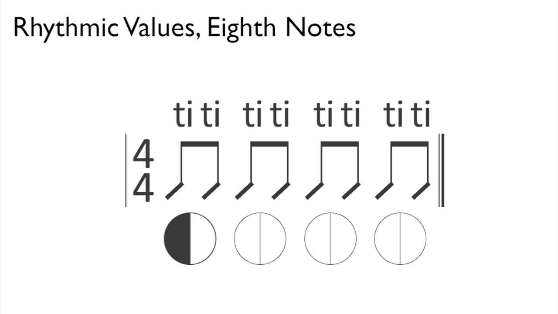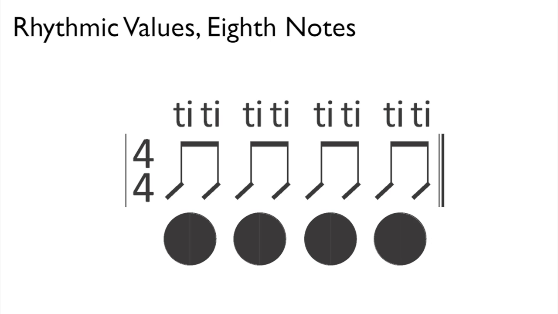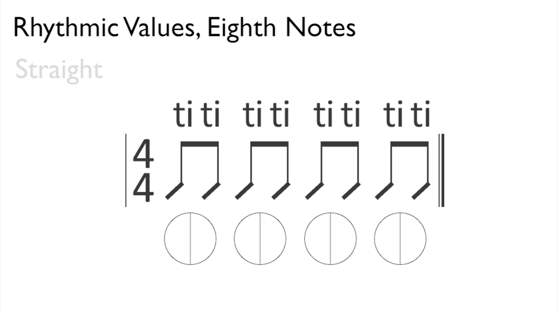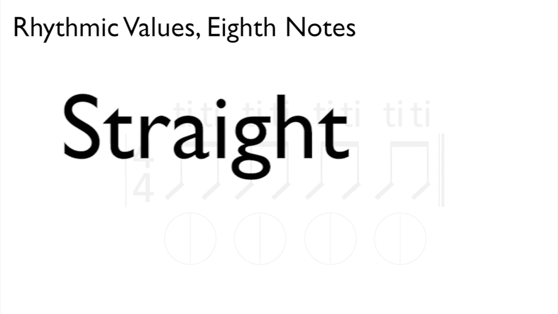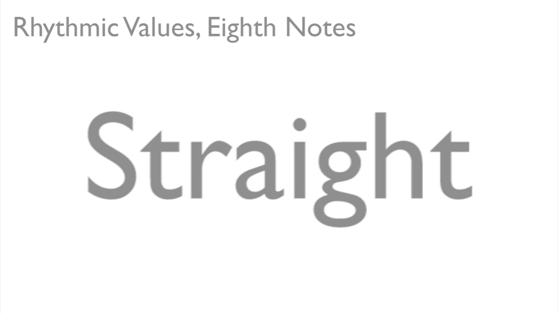1, 2, 3, 4. This is the default or normal way in which eighth notes are played. When eighth notes are played in perfect even halves, we describe them as straight.